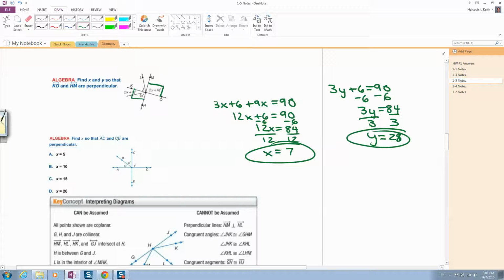So here you want to find x so that AD and CE are perpendicular, so that means that's a right angle. So 4x plus 5x equals 90. 9x equals 90. Divide by 9 to get x equals 10.